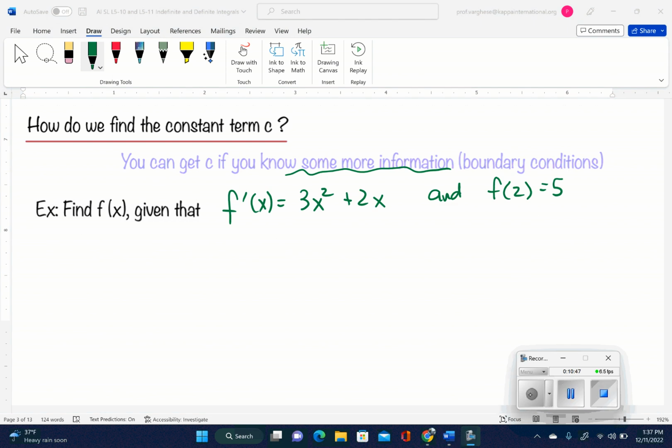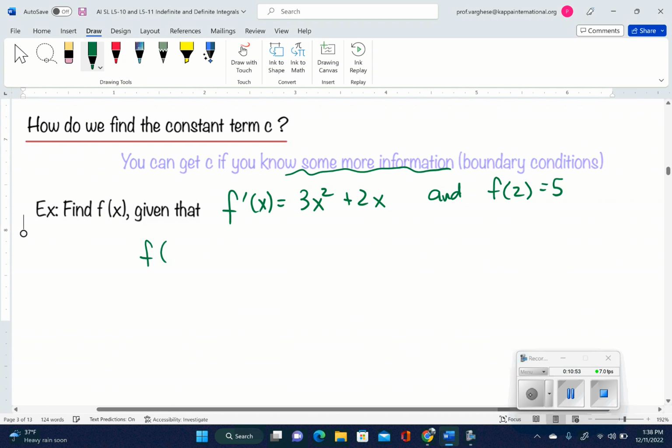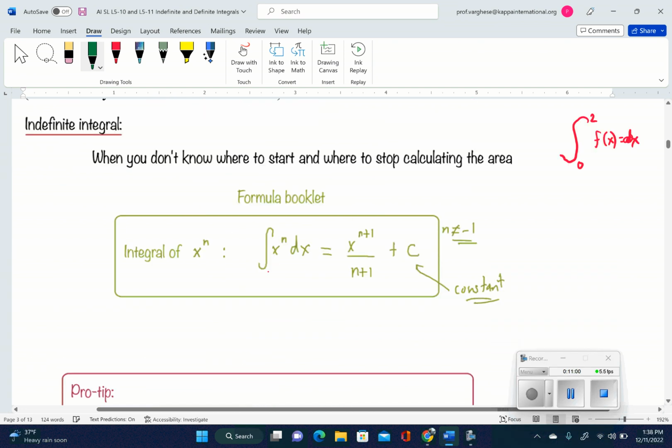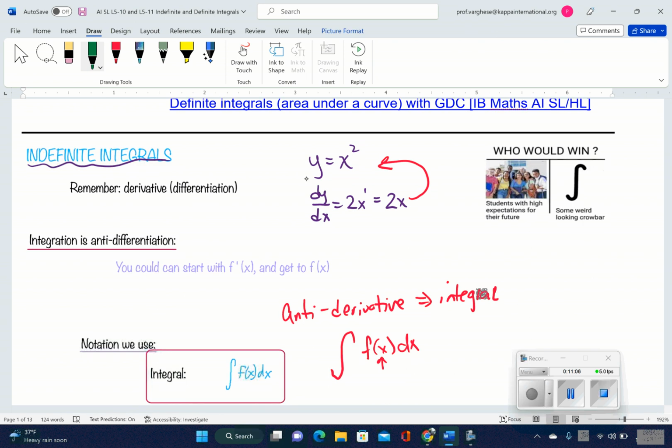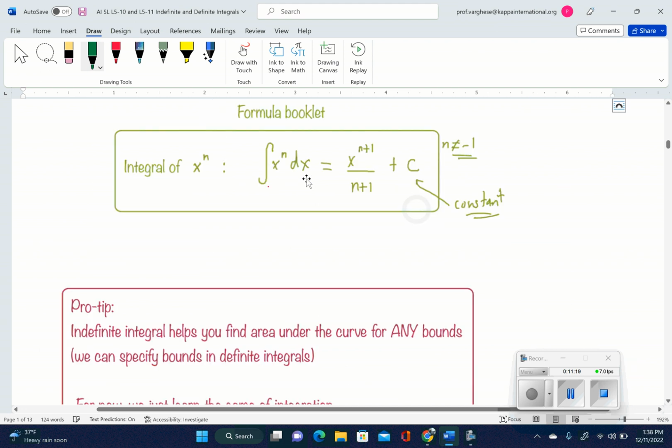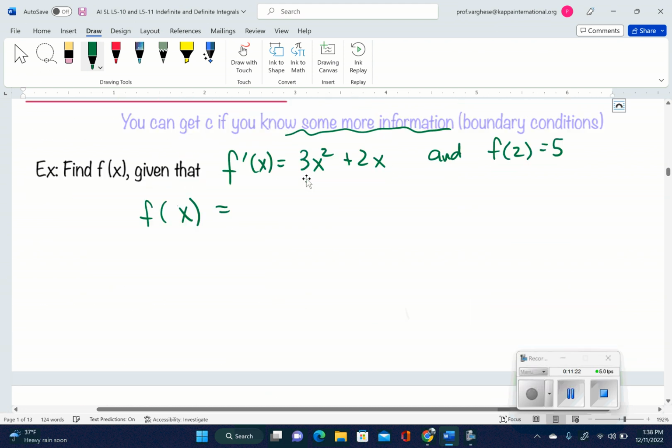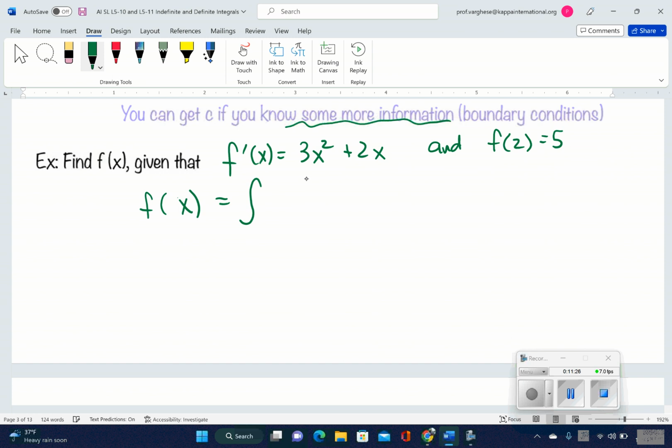In this case, I am given my derivative and I'm looking for my original function. So I'm looking for f of x. And to do that, just like we did from the beginning of the lesson, when we're given our function, we can find the derivative of it. When we have the derivative and we're looking for the actual function, we're going to find the integral of it. So we're going to find the integral of 3x squared plus 2x dx. Don't forget to write the dx.